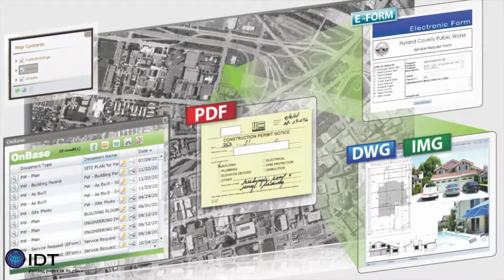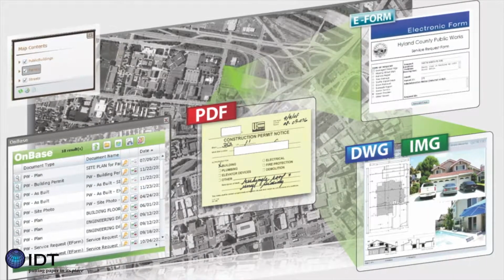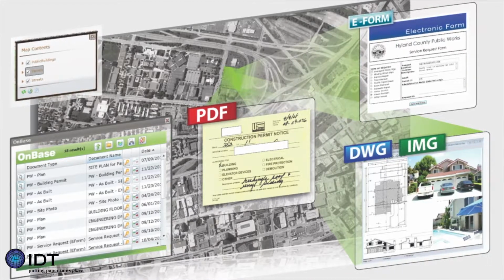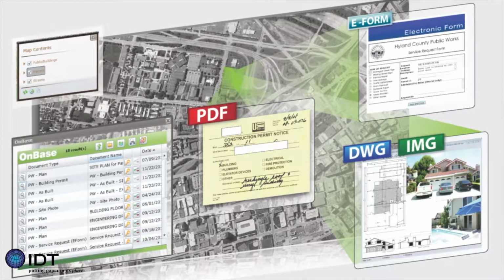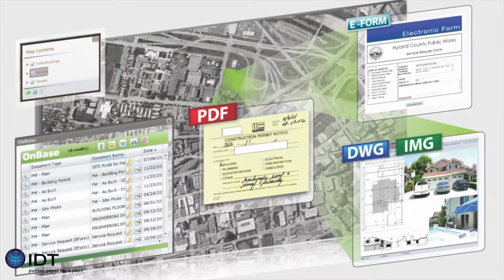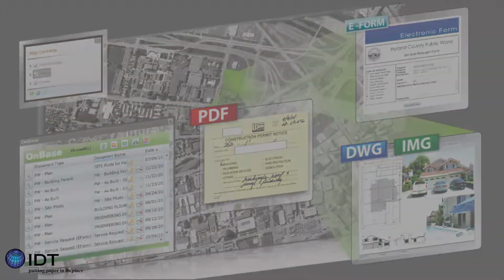The OnBase integration for Esri ArcGIS Server gives users access to the documents, folders, forms, and workflows they need right from the mapping applications they use every day. The OnBase integration maximizes GIS investments by linking OnBase content to geographic map features.